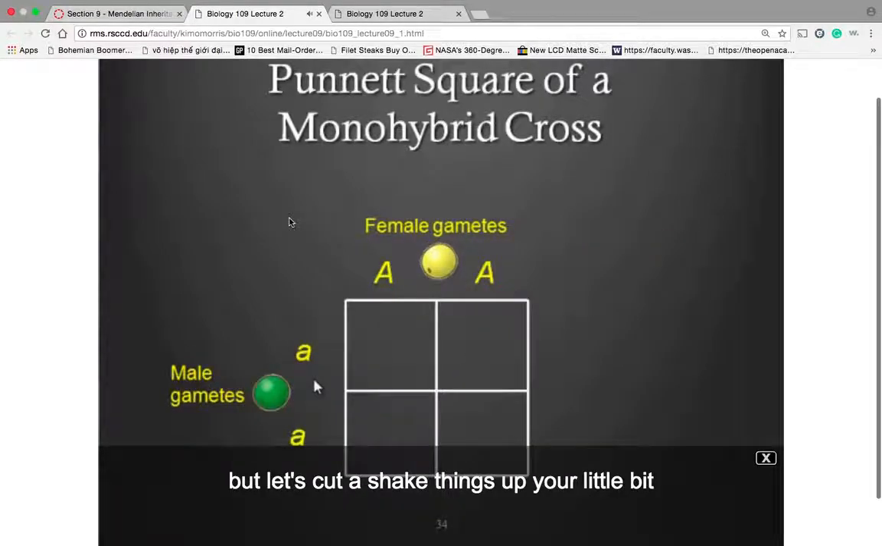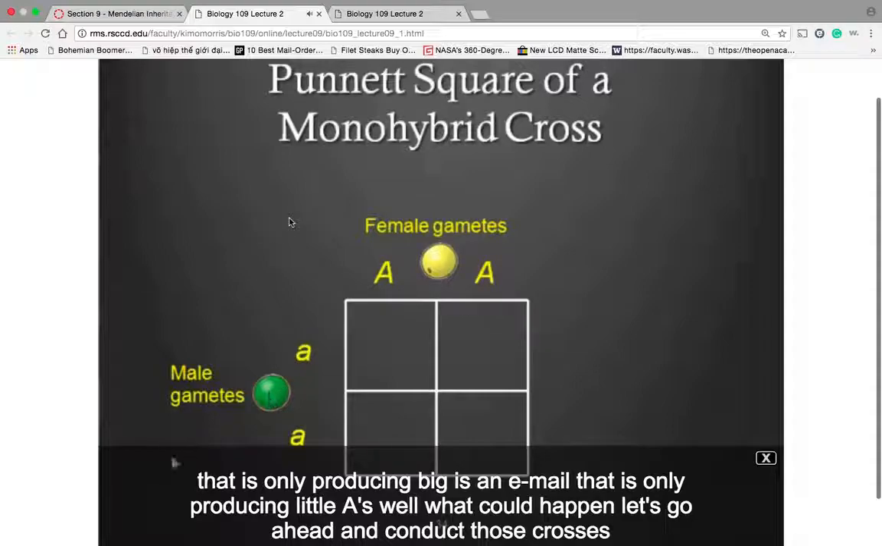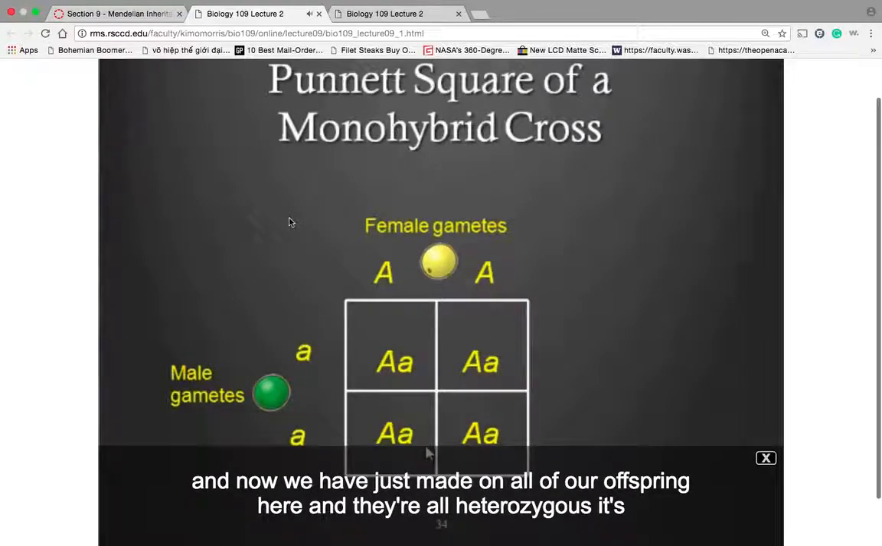But let's shake things up a little bit. What if we have this condition right here, where we have a female that is only producing big A's and a male that is only producing little a's? Well, what's going to happen? Let's go ahead and conduct those crosses. And now we have just made all of our offspring here, and they are all heterozygotes.